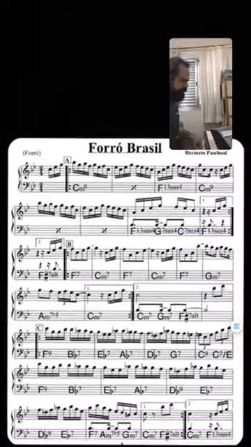Alright, then I changed the... I transformed the first part with fewer notes. I told you about the eighth notes.